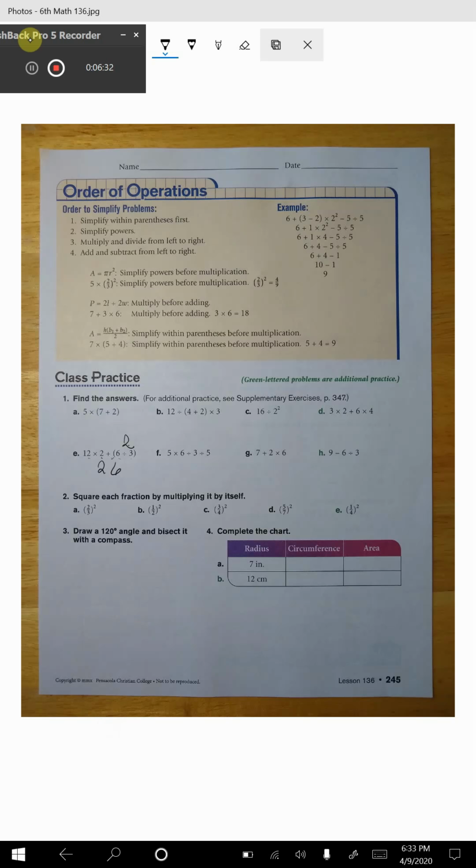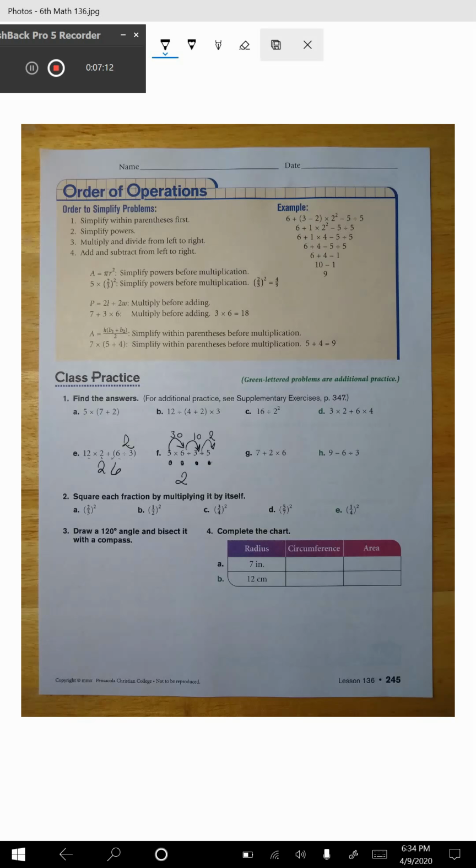All right, in F, I don't have any parentheses and I have no exponents. And I have all multiplication and division, so I do them in the order they're written. So I'm going to do 5 times 6 first. That's 30. Divided by 3, 10. Divided by 5, 2. Let me try that again. 5 times 6 is 30. Divided by 3 is 10. Divided by 5 is 2.